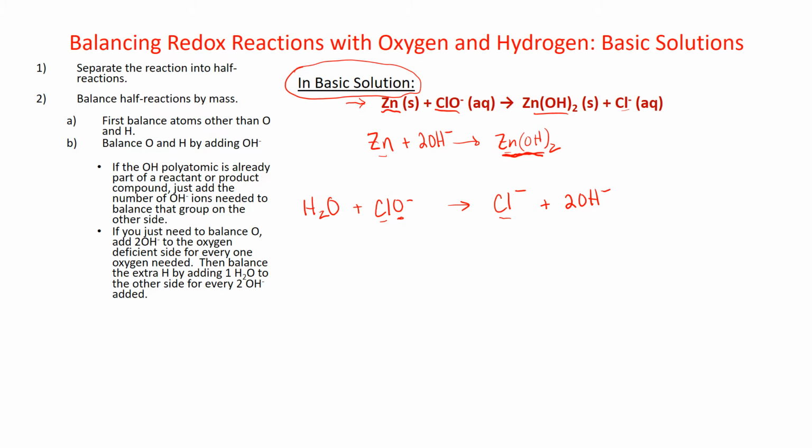So if you are just balancing oxygen, figure out how many oxygens you need, and to that side that you need to add them, add 2 hydroxides for every 1 oxygen you need to add. And then on the opposite side, add 1 water molecule for every 2 hydroxides that you had to add to mass balance that oxygen.